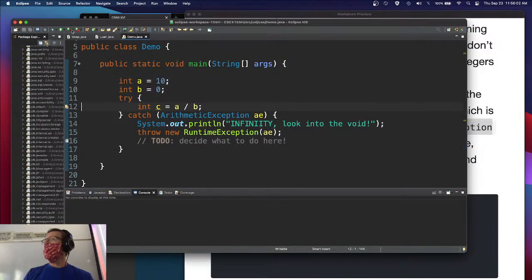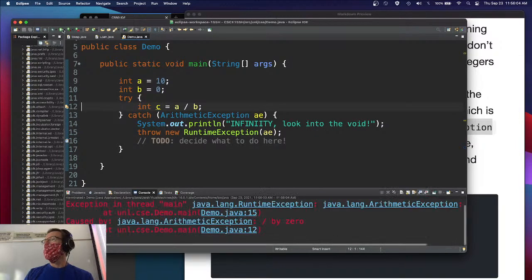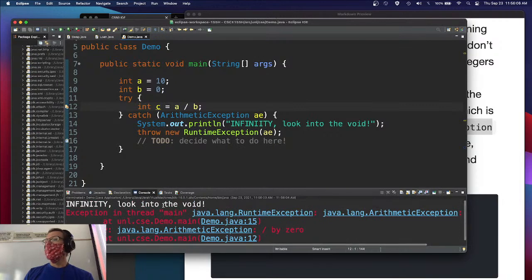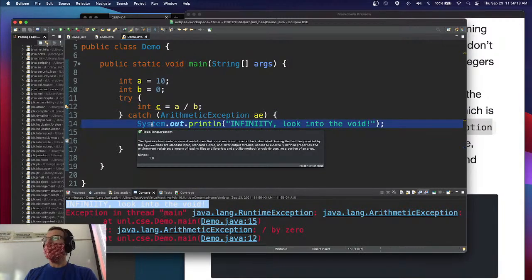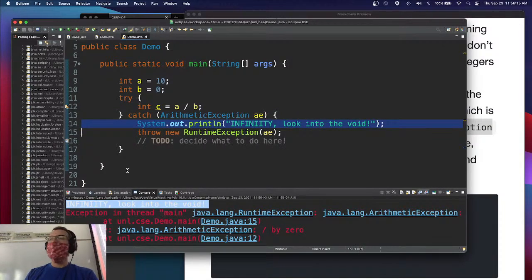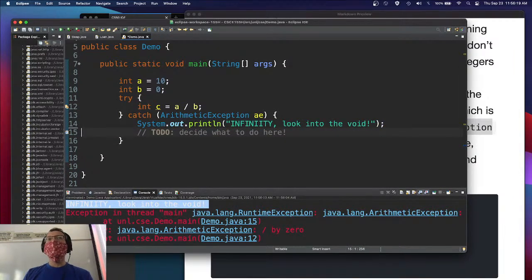All right, so let's try to run this. And you see that it resulted in that exception. We caught that exception, and then we chose how to handle it by printing an error message here. Ignore this for now. Decide what to do here, though. What other type of exception could occur here if I change this to an integer instead? Big integer. It could be what?